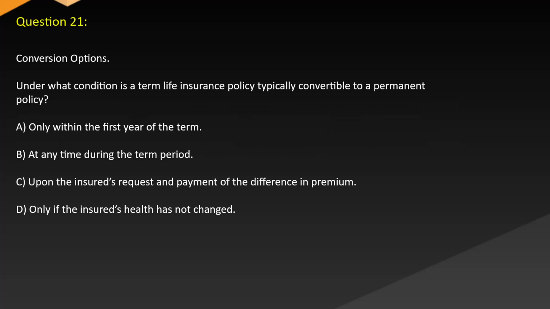Question 21. Conversion options. Under what condition is a term life insurance policy typically convertible to a permanent policy? A. Only within the first year of the term. B. At any time during the term period. C. Upon the insured's request and payment of the difference in premium. D. Only if the insured's health has not changed.